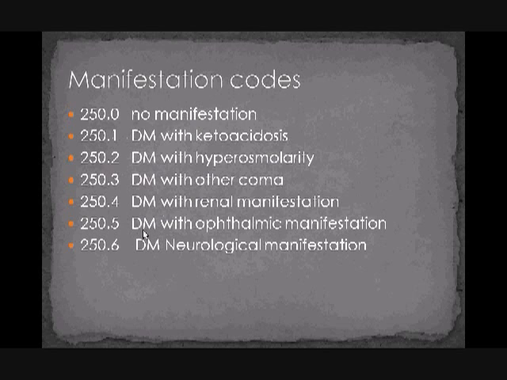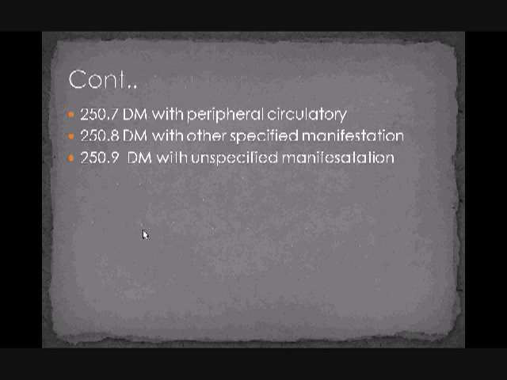And here's a list of the manifestation codes. You don't have to memorize these. Eventually, after you work with them, you get to know them. So if the person had diabetes but there was no manifestation, no outcome, no complication, then it would just be 0.0. If the person has neurological manifestation, then it would be 0.6. So the code would be 250.6, and then you tack on the fifth digit, which would be the type of diabetes.